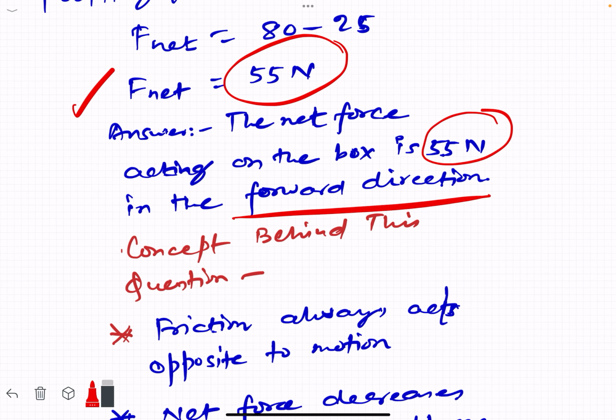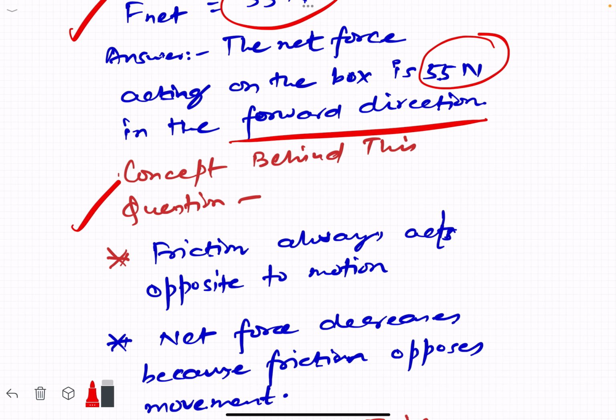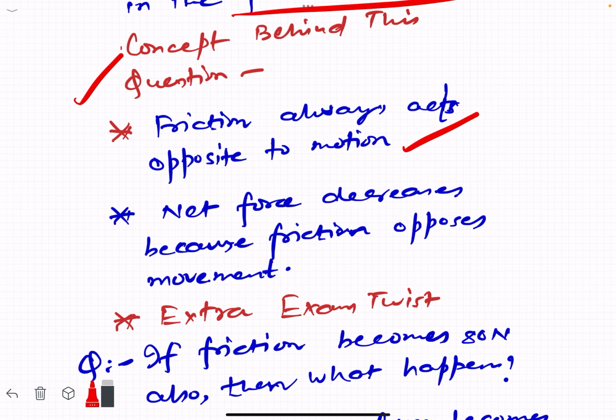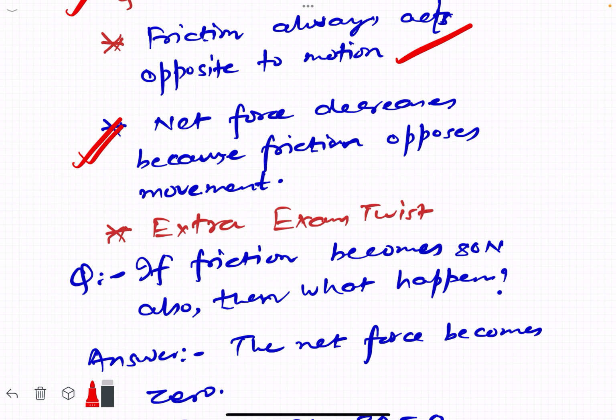The concept behind this question is, friction always acts opposite to motion. Net force decreases because friction opposes movement. This is the concept behind this question.